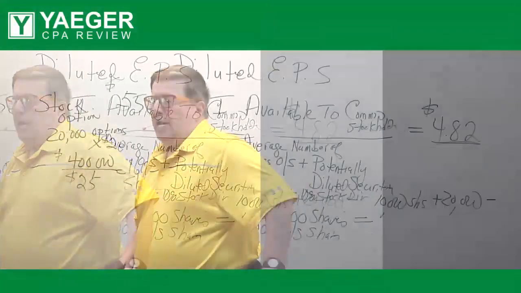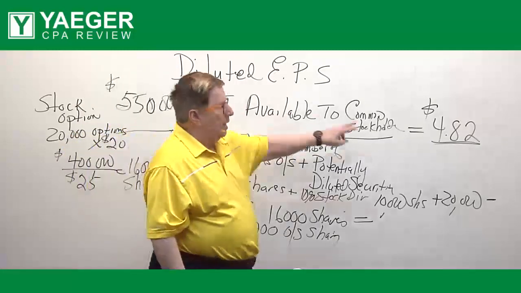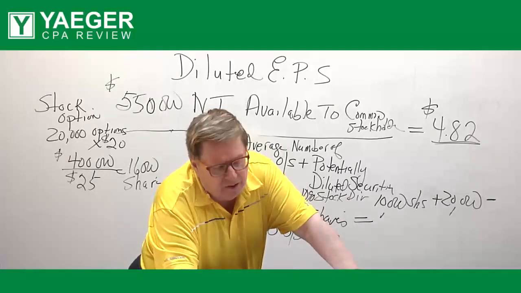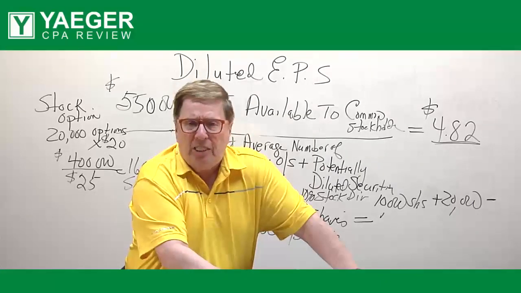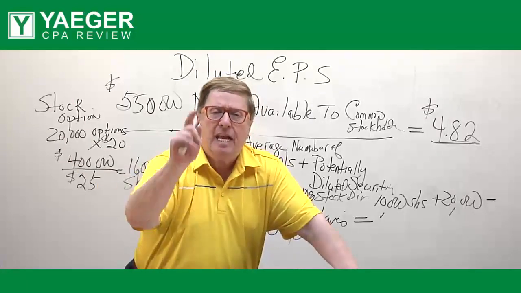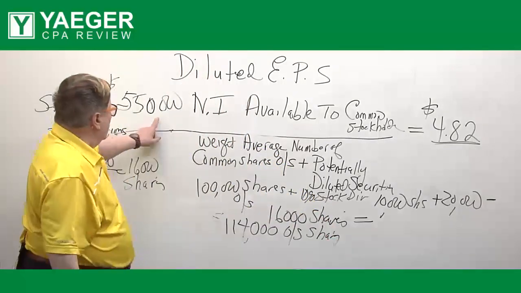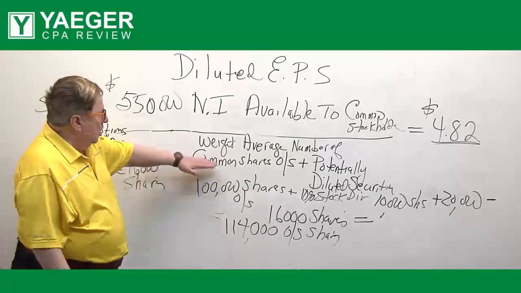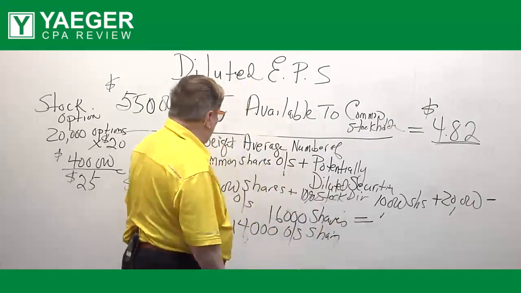That's what they're asking. All right, now we look at the facts here, and on numerator, net income available to common stockholders. Well, the net income for the year is $550,000. Now, there are no preferred dividends paid. Also, we're not adding back any interest net of taxes. That's only if you have convertible bonds. So, the $550,000 is the net income available to the common stockholders. Now, let's get our denominator.